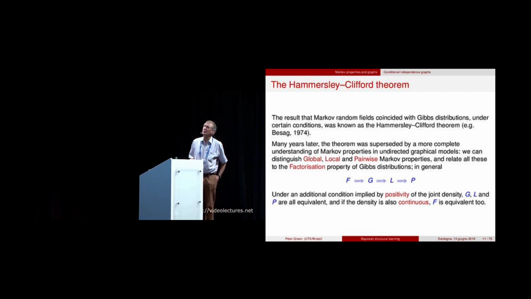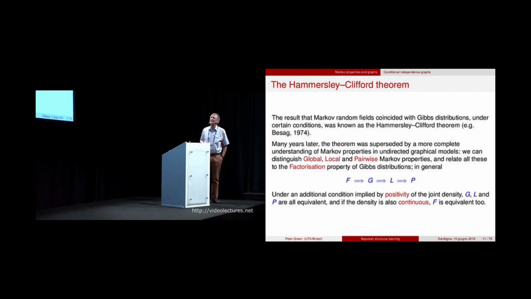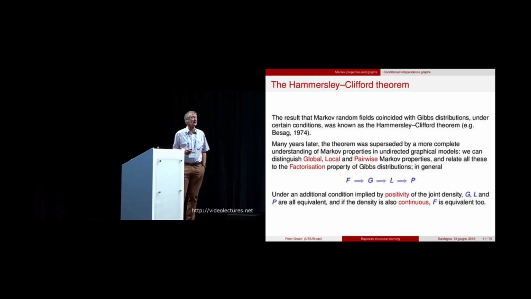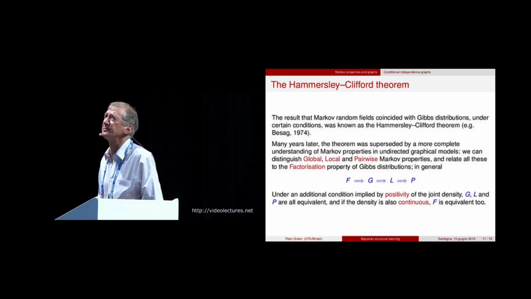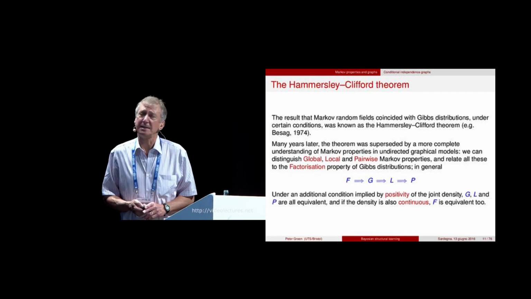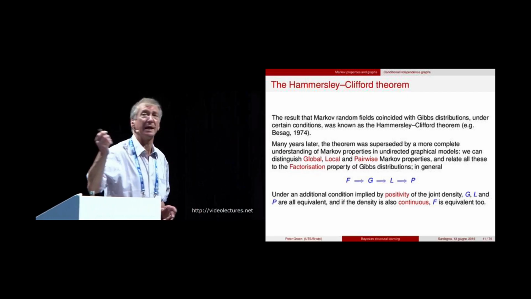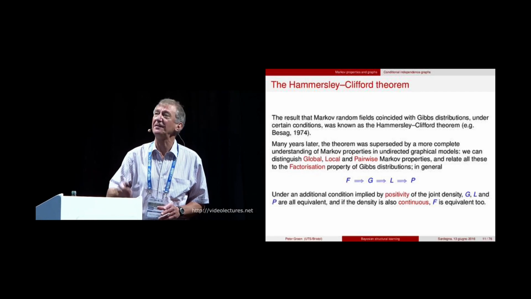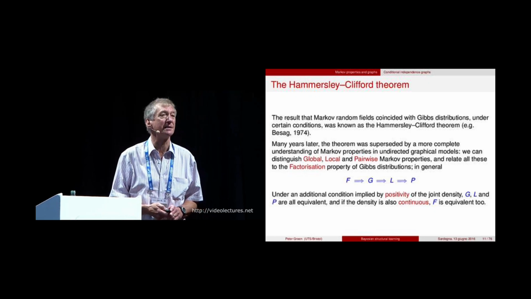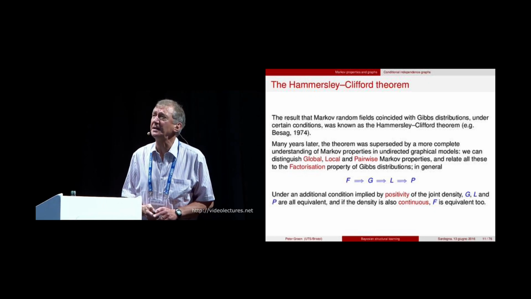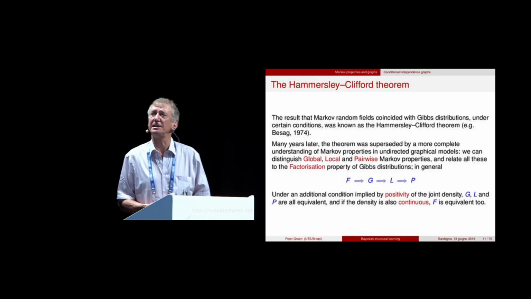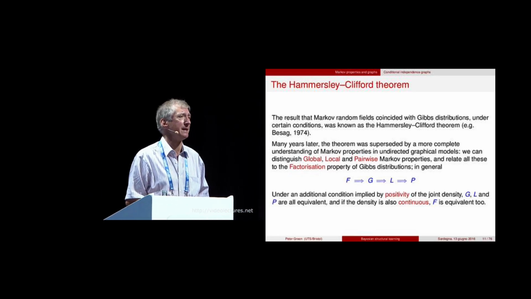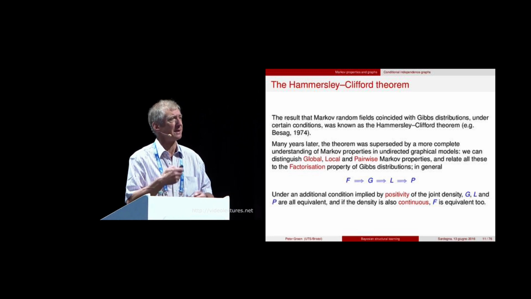So we now have a more complete understanding of the connection between these properties in undirected graphs now, graphs without arrows on the edges. And very conveniently in English and in some other languages, these are in alphabetical order. F implies G, implies L, implies P. And under additional conditions, these are sufficient but not necessary. Under additional conditions, these are actually all equivalent. So this is telling us something quite profound.